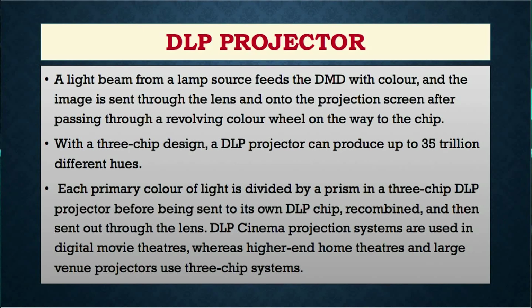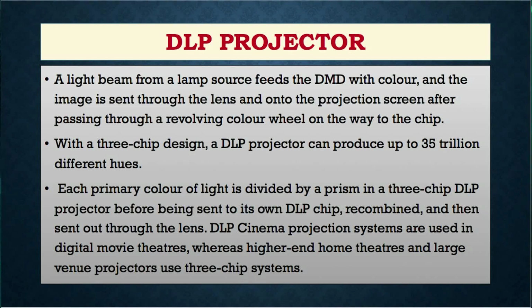A light beam from a lamp source hits the DMD with colors, and the image is sent through the lens and onto the projector screen, after passing through a revolving color wheel on the way to the chip. With a 3-chip design, a DLP projector can produce up to 35 trillion different hues.